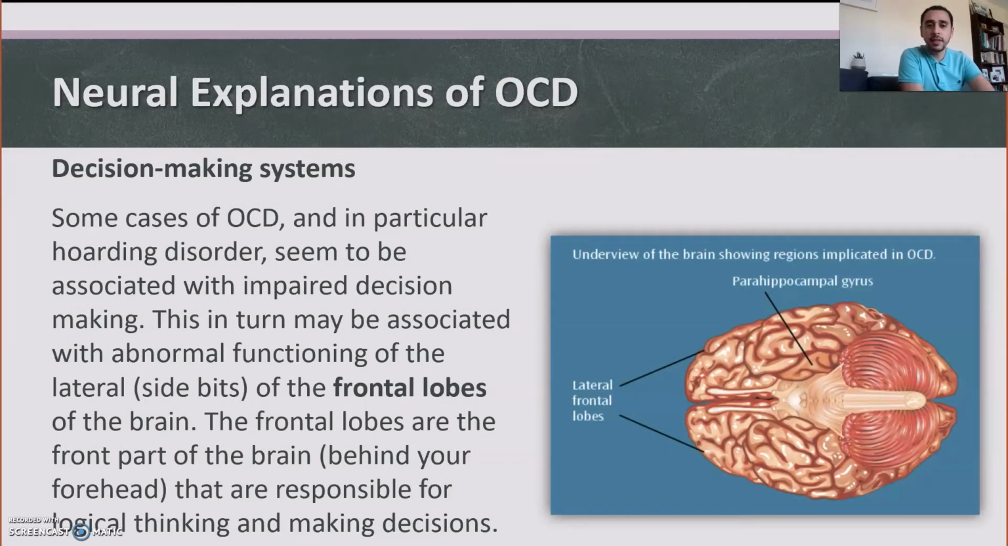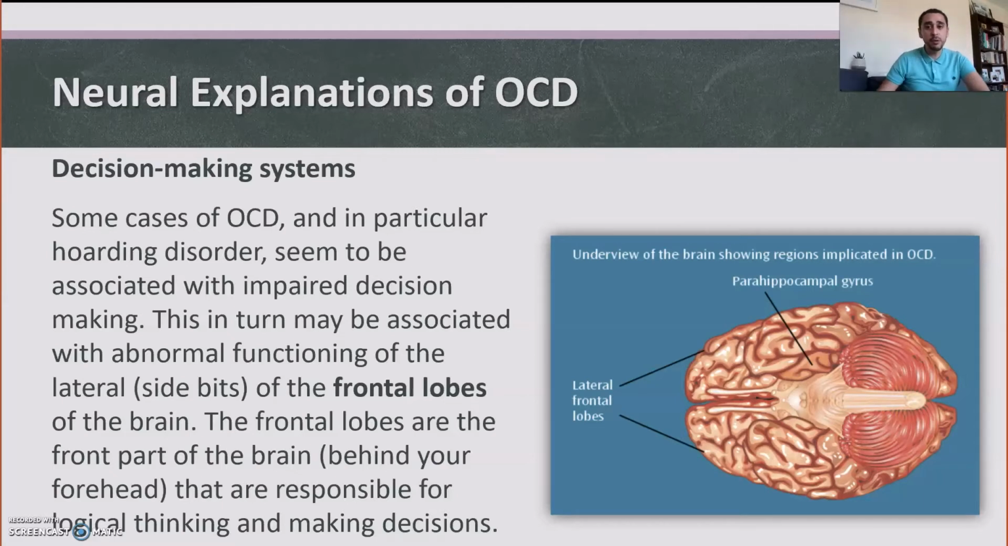So, decision-making symptoms. Some cases of OCD, and in particular hoarding disorder, which is a form of OCD, seem to be associated with impaired decision-making. This, in turn, may be associated with abnormal functioning of the lateral, which is the side bits of the frontal lobes of the brain. And the frontal lobes are the front parts of the brain, behind your forehead. Okay, so it's here. That are responsible for logical thinking and decision making.